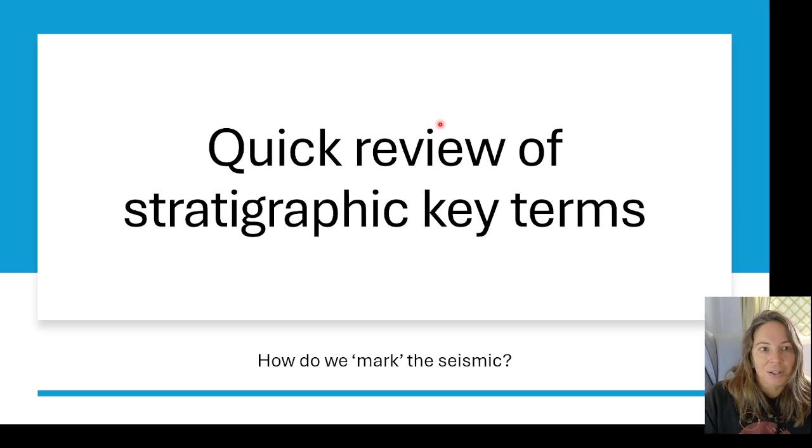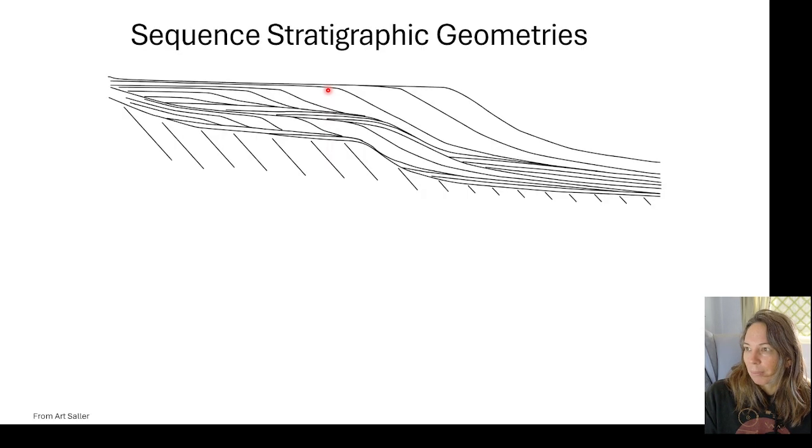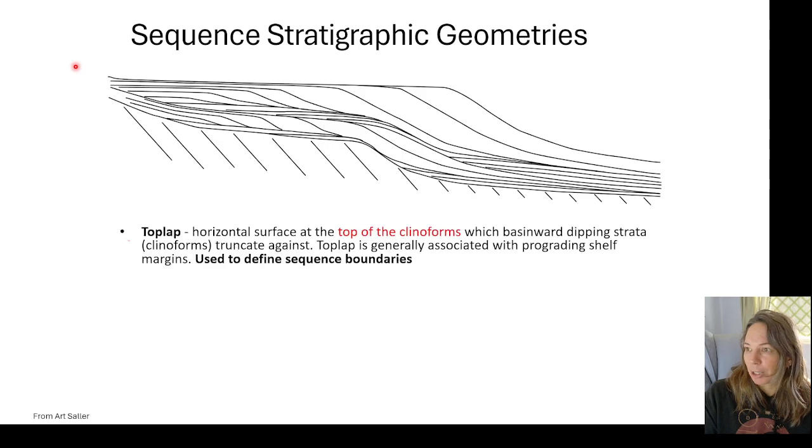Okay, so I'm going to go through a quick review of some stratigraphic key terms, talking about how we may mark the seismic. And so I've got some lovely slides from Art Saylor, who has taught some carbonate workshops for us. So here's, let's say, our seismic. Okay, so it's been interpreted.